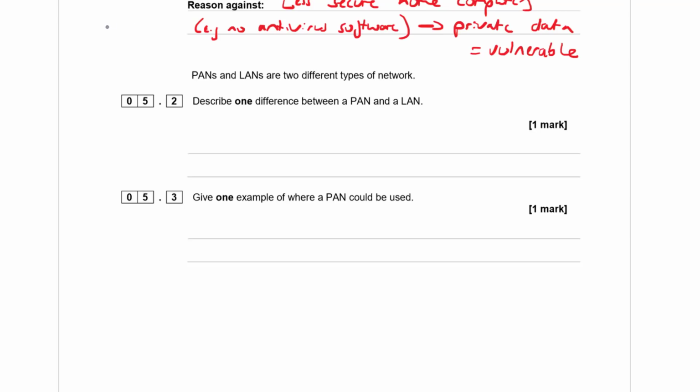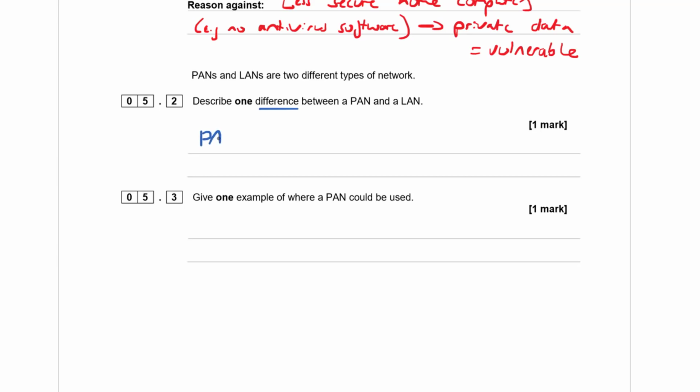PANs and LANs are 2 different types of network, and we need to describe one difference between the 2 for our single mark, and for a difference we have to actually mention both sides. We can't just say a LAN is a network over a small area. You've got to compare it to a PAN. So a personal area network and a local area network. So local area networks are things like maybe a school or your house. So over a small area, but a PAN is just around a single person. So that's the most obvious, I suppose.